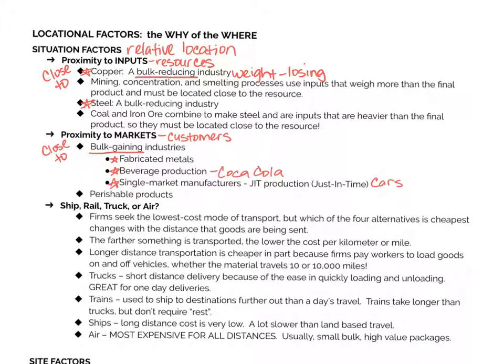Cars. That's cars. Okay, so now let me explain something a little bit about the cars. We call that JIT production, because it's just in time. So here's what happens, especially with assembly lines. You have something on an assembly line, what do people do?